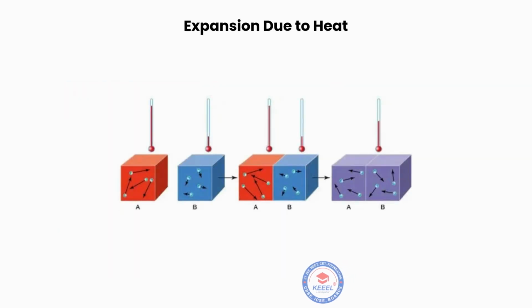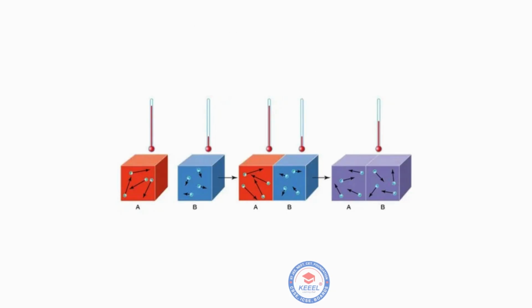Expansion due to heat. When we heat things, they expand. They become slightly bigger. When cooled, they contract. They shrink. Examples, metal wires become longer when heated. Bridges have small gaps called expansion joints, so they don't break when they expand on hot days. This is called thermal expansion.